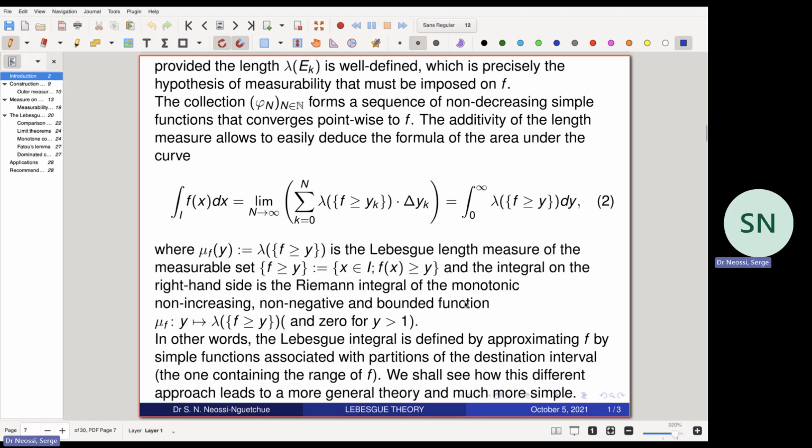So in other words, the Lebesgue integral is defined by approximating the function f by simple functions associated with a partition of the destination interval, the one containing the range of f. We shall see how this different approach leads to a more general and much simpler theory.